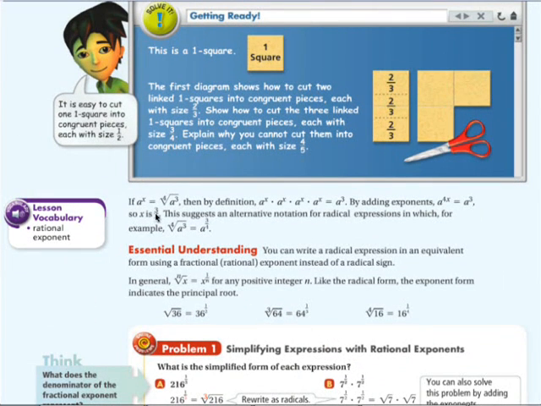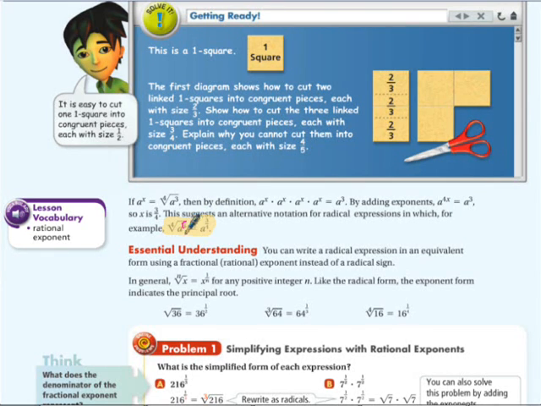If a to the x equals the fourth root of a cubed, then by definition, a to the x times a to the x times a to the x equals a cubed. By adding exponents, we can get a to the 4x equals a cubed, so x is 3/4. This suggests an alternative notation for radical expressions, in which, for example, this equals this, okay? And this is the big thing that we're going to practice. So instead of writing the fourth root of a cubed, we could write it as a to the 3/4, okay?